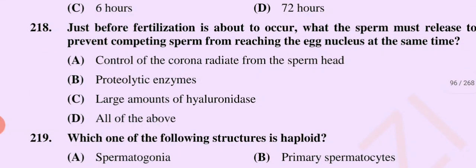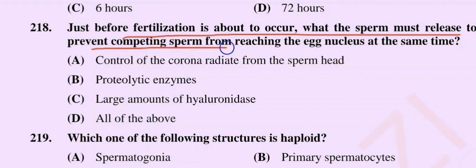Question number 218. Just before fertilization is about to occur, what must the sperm release to prevent competing sperm from reaching the egg nucleus at the same time? Option A, corona radiata from the sperm head. Option B, proteolytic enzymes. Option C, large amount of hyaluronidase. Option D, all of the above. So the correct option is option B, proteolytic enzymes.